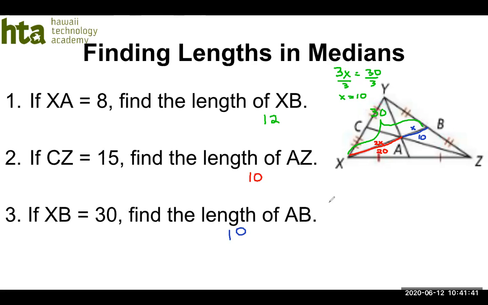All right, so that is how we use the medians in terms of the point of concurrency. From the vertex to the point of concurrency is double, and from the midpoint to the point of concurrency is half. All right, so you have a homework assignment for 3.4.